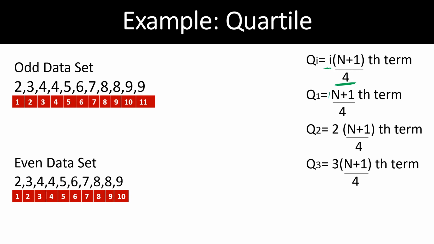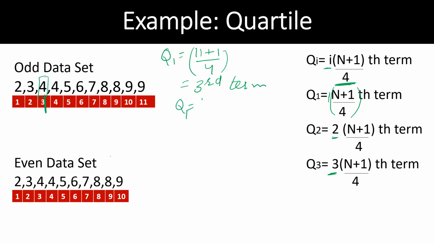For Q1, there will be 1. For Q2, here it is 2. For Q3, here is 3. Rest is (n plus 1) by 4 term. For odd data set, I can calculate Q1, which is (n plus 1) by 4. Here n is 11, plus 1 by 4, which is 12 by 4, means third term. My Q1 is third term here. Third term is 4. That means my Q1 is 4.